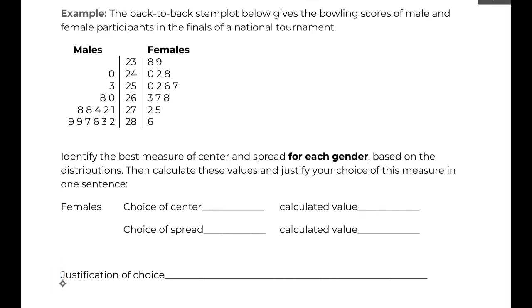All right, so we got one more example to make sure we feel good with the calculator. This is a good example that's been a previous test question. In this example, we're given a back-to-back stem plot showing bowling scores for males and females in the finals of a national tournament.